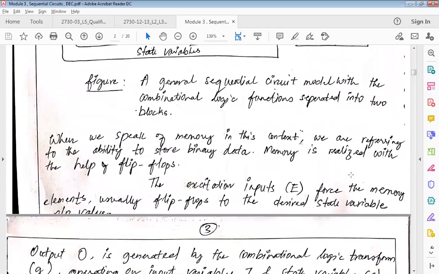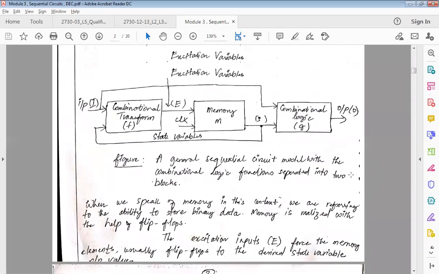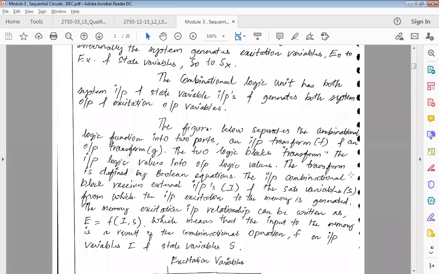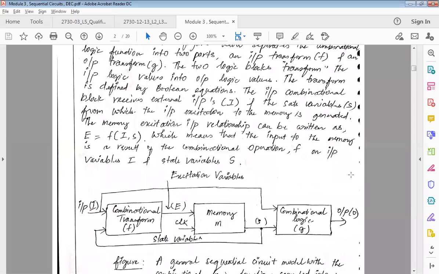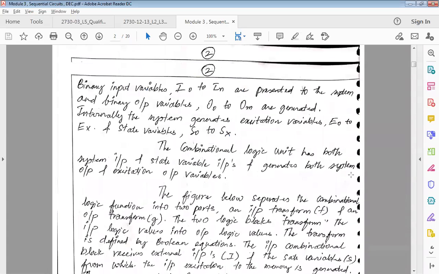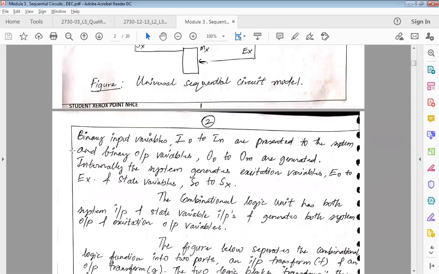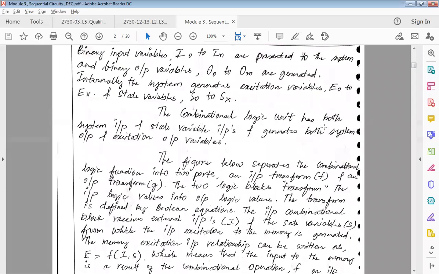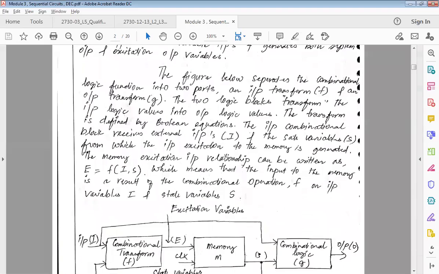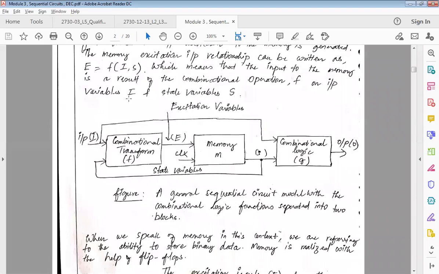For the benefit of all of you, I have written extra information which is needed for your understanding. Whatever I have told so far is explained here. For example, binary input variables are from I0 to IN. It is presented, then the output variables, then we have state variables, then combinational logic has both system input and state variable inputs. All that I have explained, I have put up here for your benefit.